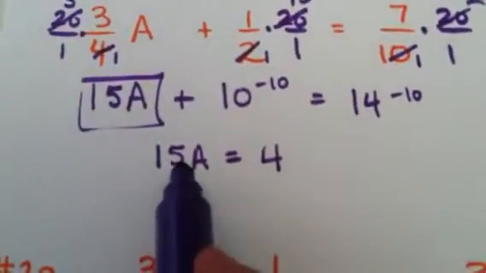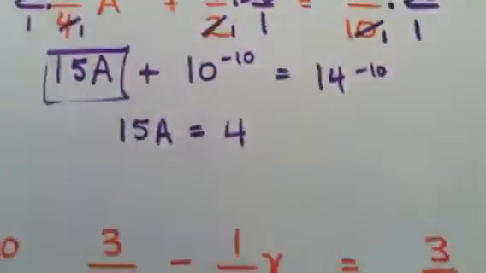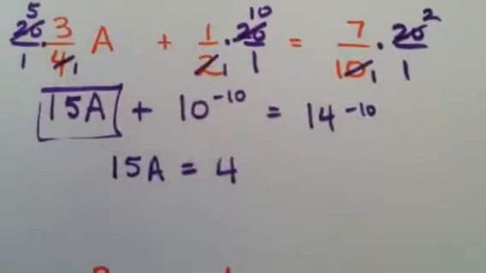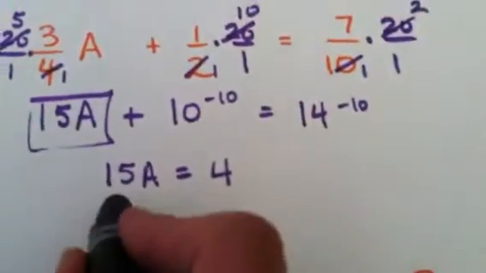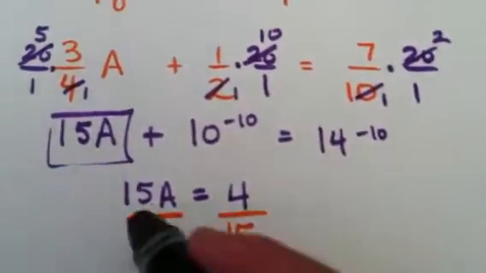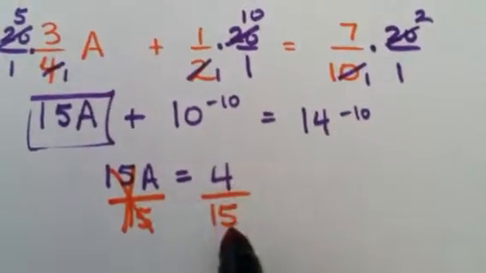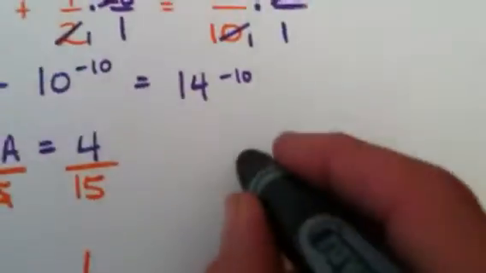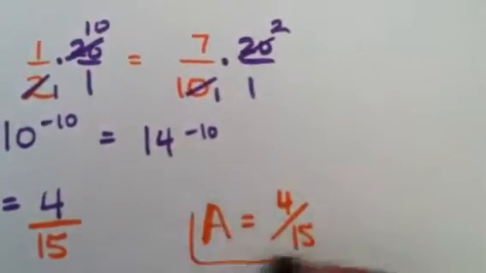Okay, now remember, I still want the a all by itself. That's 15 times a. What is the opposite of multiplying by 15? That's right, dividing by 15. I'm grabbing a different color real quick. If you divide both sides by 15, notice my 15s are gone. So I have a equals 4 over 15. There's nothing wrong with that answer. Beautiful answer. I'm running out of room, so I'm just going to write it right here. A equals 4 over 15.